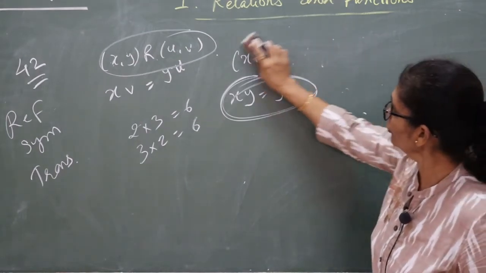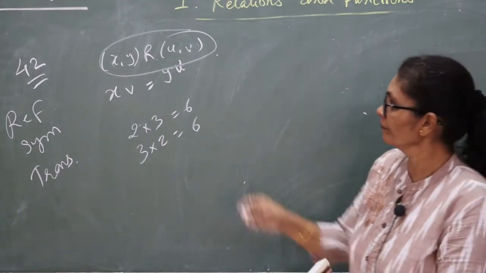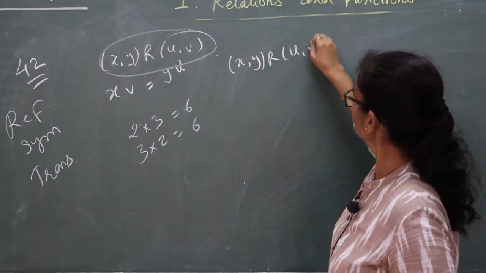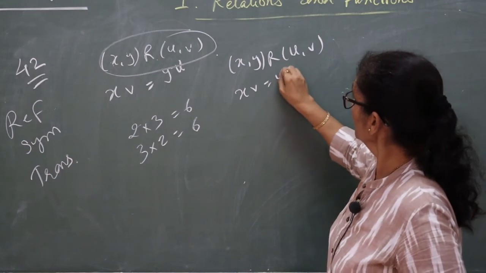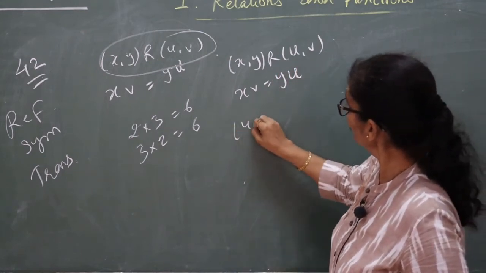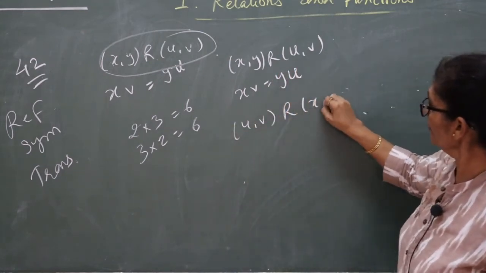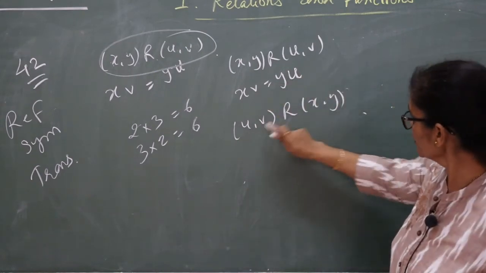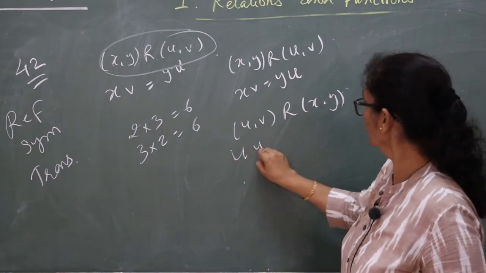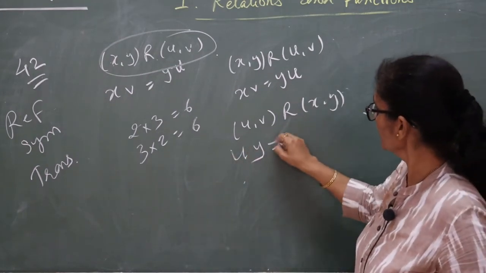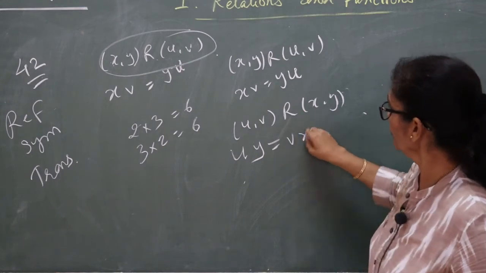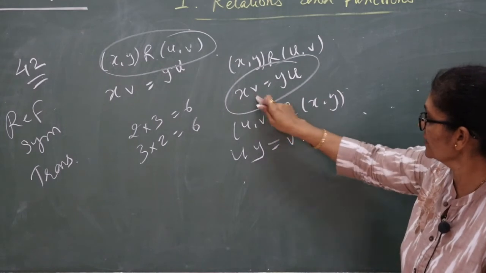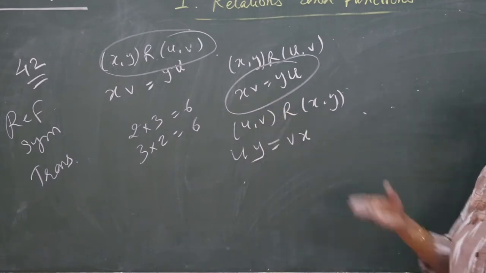Now for symmetric, what to do? For the second one, we have the relation of (x, y) with (u, v). Now I write (u, v) related with (x, y), because I just have to shift the terms. For symmetric we are shifting terms. First with last, so u into y equals second and third, v into x. Check it, both are the same: uy, xv. So we get symmetric also.